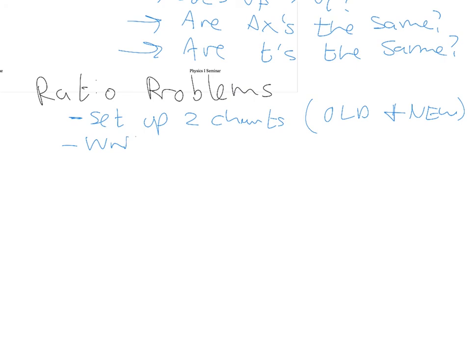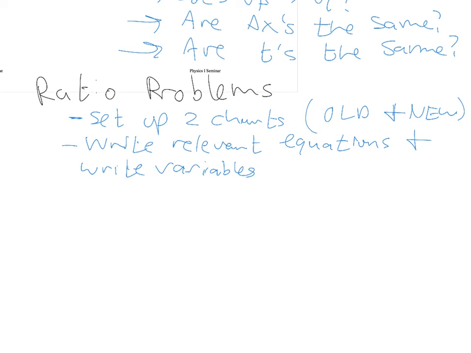Okay, we want to write relevant equations, based on what we know, because we probably know some things. It's pretty doubtful we don't know anything. So we want to write those relevant equations and write variables in terms of others. So if we know that our time is 3 times as much, we would write t and then 3t.